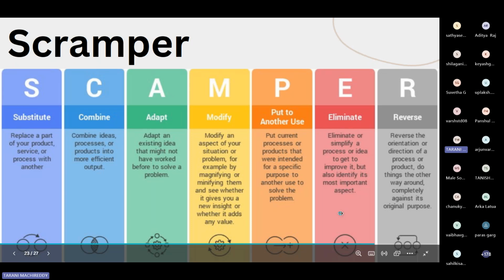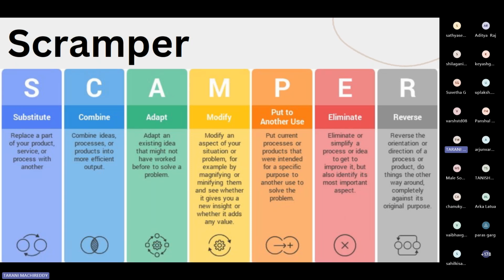And then E stands for eliminate. Eliminate or simplify a process or idea to improve it. So what can we eliminate from the bottle, or what can we eliminate from the existing product? Like unnecessary stuff, or some bottles will be plain outside. So can we add some external grip, or some bottles will have some external grip outside. So can we remove that? That and all comes under the scrutiny phase.